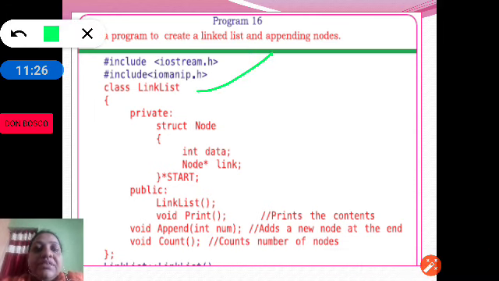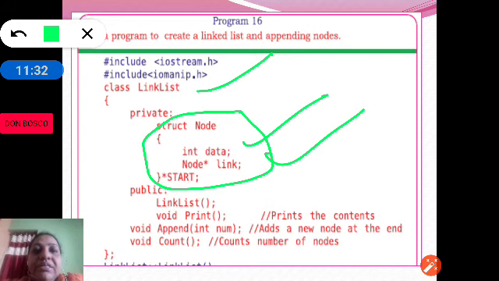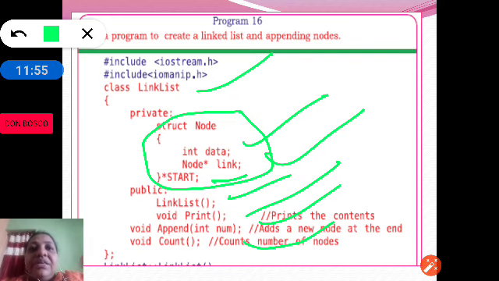Class linked list. Here we are creating a node with data and link. Then we are using a start pointer which will always store the address of the first node in the list. Then we have a constructor, then we have a print, then we have an append. Append will add a new node. Then we have a count which will tell us the total number of nodes available in the list.